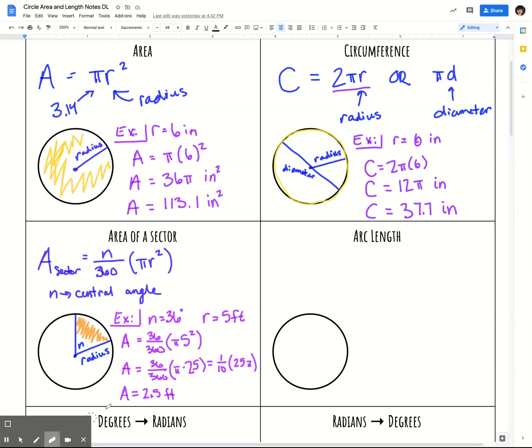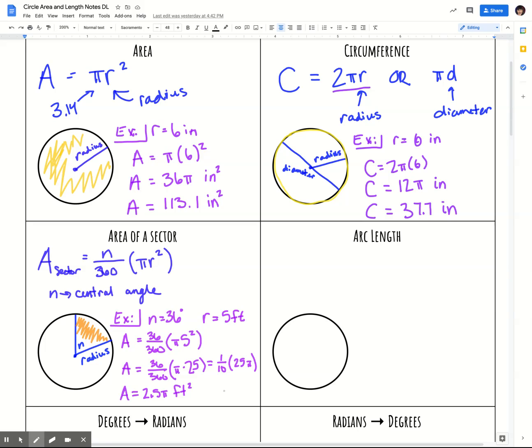So my final answer here in terms of pi is 2.5 feet. Oops, sorry, I forgot my pi. It's 2.5 pi feet squared. Hold on, I wrote that feet squared way too close to the pi. Okay, so 2.5 pi feet squared. That would be my answer in terms of pi.